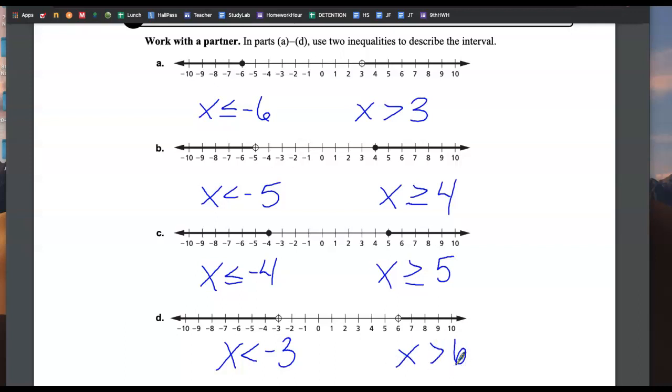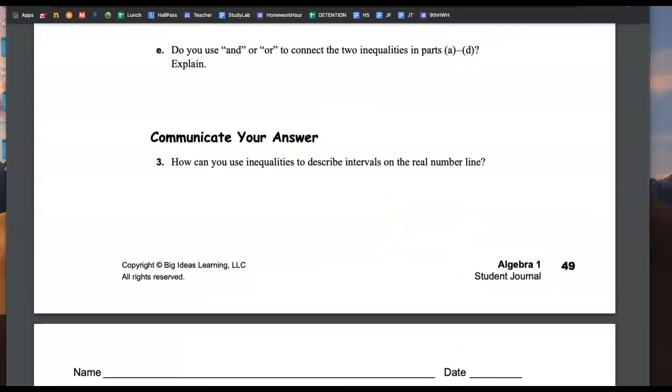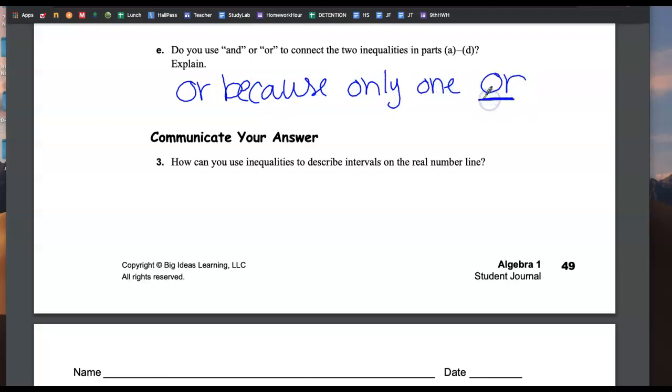And then Kit, what were you correcting people on? I said that it's or not and because x can't be less than -3 and also more than 6 at the same time. Good. So it's or because only one or the other can happen. Right? You can't be less than -5 and be greater than 2. Doesn't work.